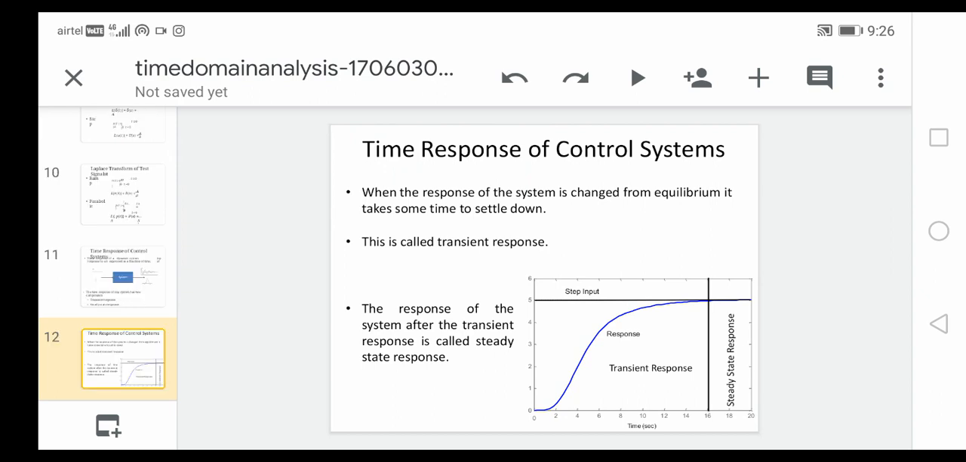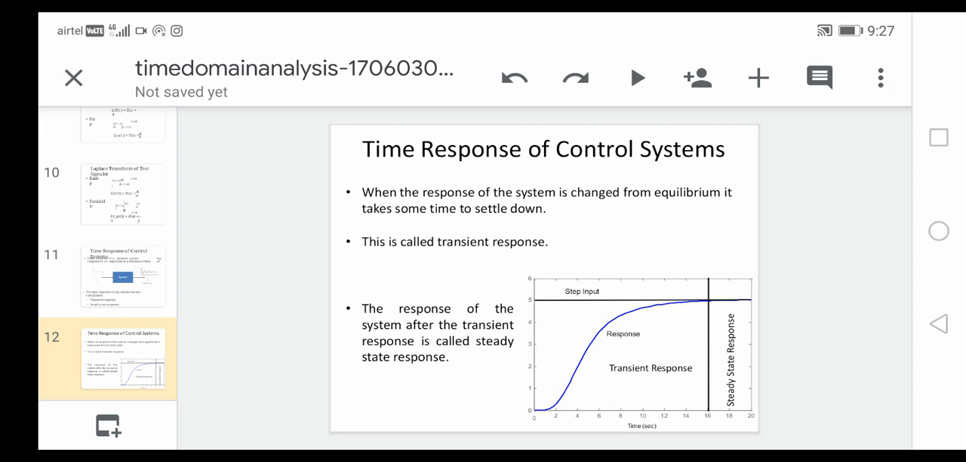In the time response of a control system, there is a transient response and a steady state response. In this diagram, for example, consider that the desired input is a step input. Then after 16 seconds, especially in this graph, it reaches the step response. That means 0 to 16 seconds we call the transient response. After 16 seconds we call it the steady state response. Our main intention is that we need to reduce the transient response.